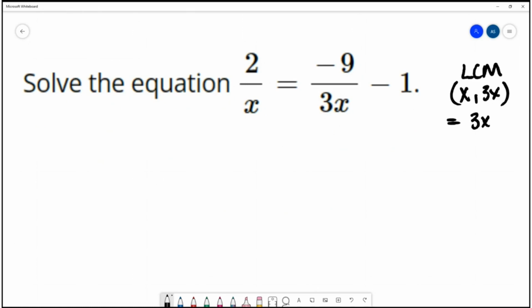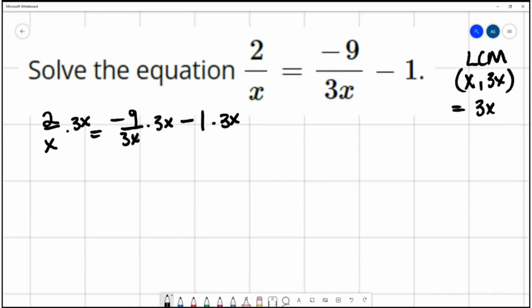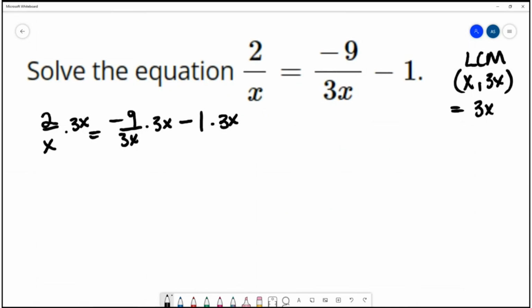We'll multiply that by every term, 2 over x times 3x, negative 9 over 3x times 3x, minus 1 times 3x. So this is called clearing fractions because once we do this multiplication, it's going to cancel out all of the denominators. Here in the first term, the x's cancel. In the second term, the 3's cancel and the x's cancel. And since that last term didn't have a denominator, there's nothing to cancel. So we have 6 equals negative 9 minus 3x.